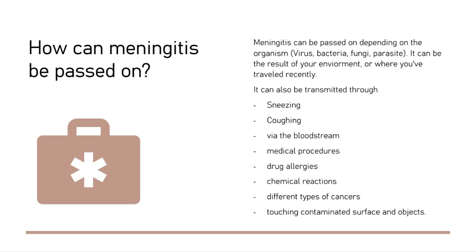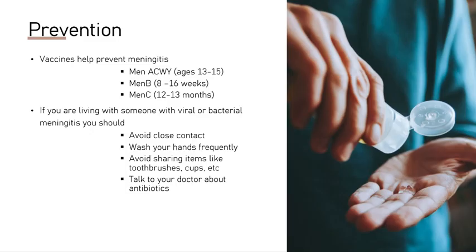Meningitis can be transferred depending on the organism. It could be viral, bacterial, fungi, or parasite. It can be the result of your environment or where you've traveled recently. It can also be transmitted through sneezing, coughing, via the bloodstream, medical procedures, drug allergies, chemical reactions, different types of cancers, and even touching contaminated surfaces and objects.